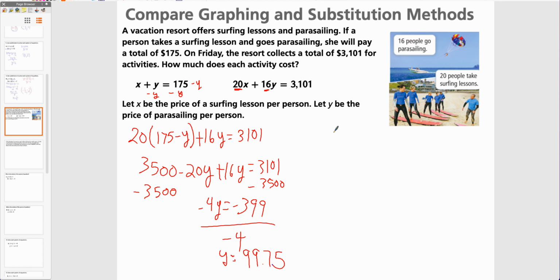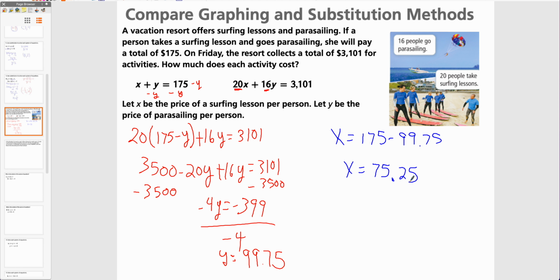So X equals 175 minus 99.75, and that's going to be 75.25. So X is 75.25.